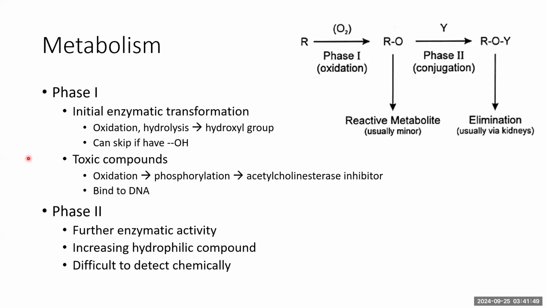Okay, so metabolism. So the organism ingests something, you've uptaken it, you've distributed it. Option B, if you're not going to store it, is to metabolize it. The metabolism of toxic compounds generally takes 2 phases. Phase one is usually some initial enzymatic transformation.